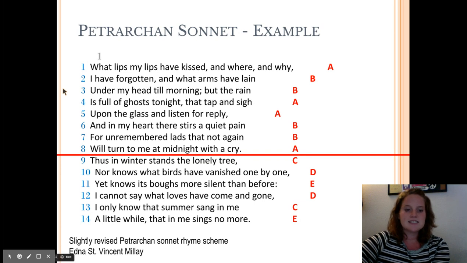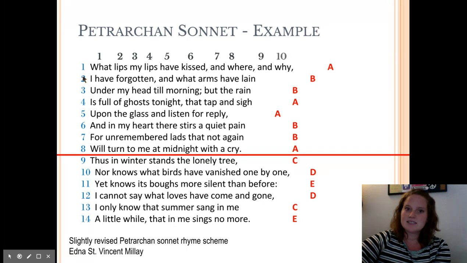So the first thing that we'll notice is that there are 10 syllables in each line of poetry. These 10 syllables follow the iambic pentameter structure of unstressed, stressed syllables. Secondly, you'll notice the rhyme scheme. Why, sigh, reply, cry all rhyme to form our A rhyme scheme, followed by bees, lane, rain, pain, again, a slight slant rhyme there, but it was probably pronounced differently at the time it was written.